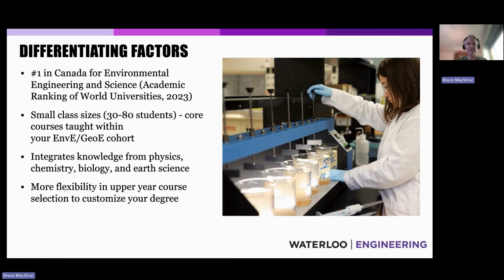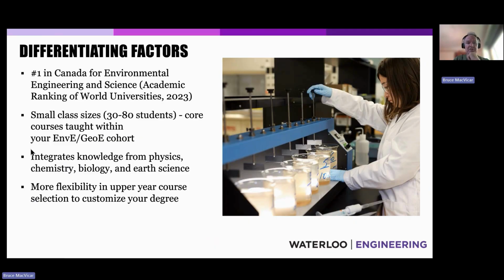So what makes us different? We are #1 in Canada for environmental engineering and science. So this is a recent world ranking. This is an area of strength for Waterloo. Our program is smaller class sizes than what's taught for civils. We have had a couple bigger classes recently as this new program is coming online. So 30 is probably too low, but 80 is a likely target.